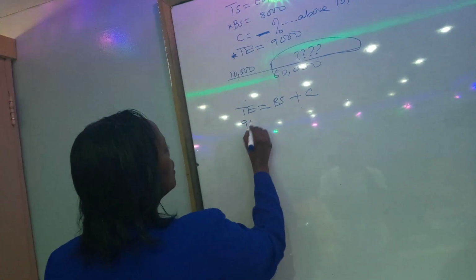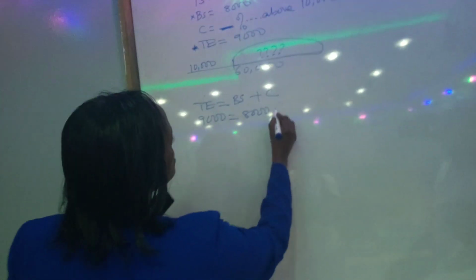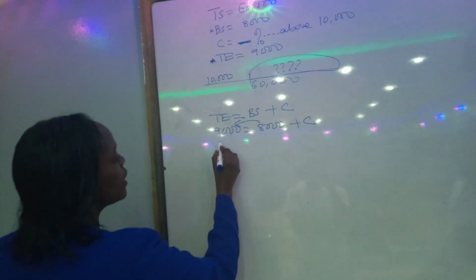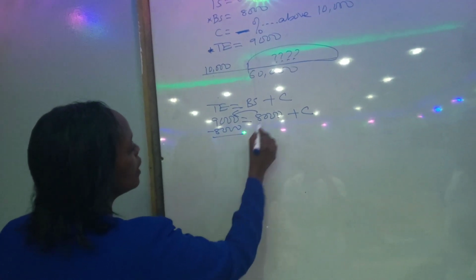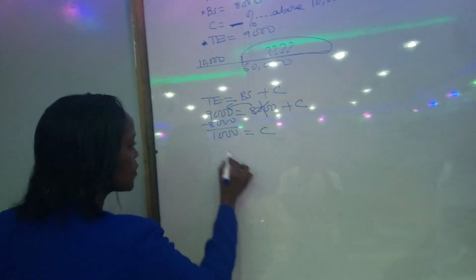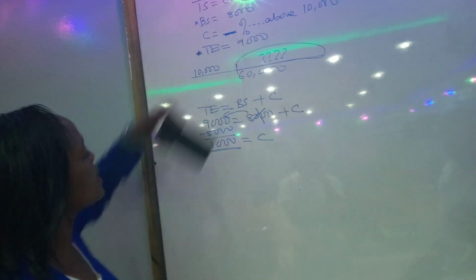There you are with your 9,000. There you are with your 8,000 and then your C. So from that simple equation, we are able to get minus 8,000 here. It's now gone. Our 1,000 is equal to commission. So this is the commission in shillings form. It is the one we want in percentage form.